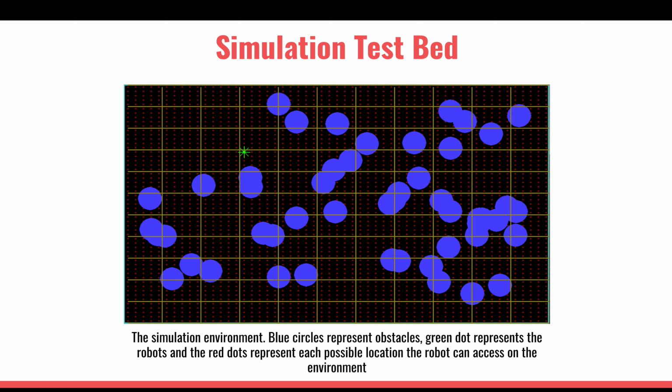For the beginning of the summer, we started with designing the simulation testbed, which consists of the 11 by 11 grid that I mentioned before, as well as a randomly spawned group of obstacles that the robot needs to avoid.